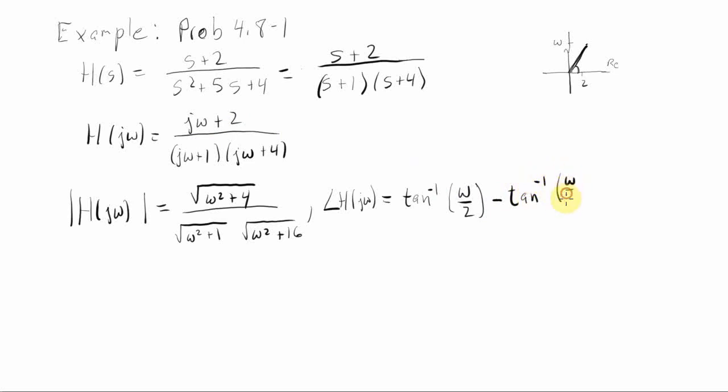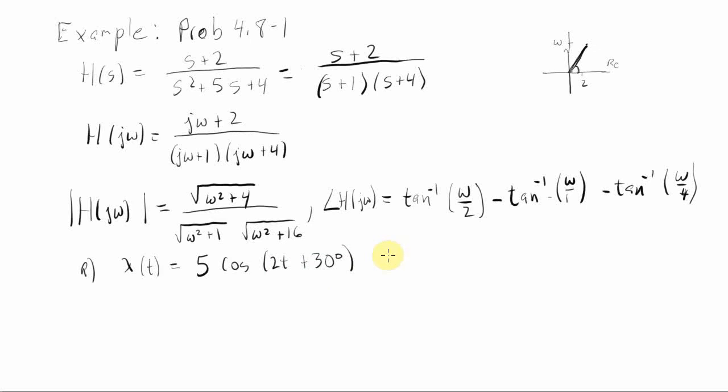the inverse tangent of omega over 1, or just omega, and then finally the inverse tangent of omega over 4. Again, this is a fairly complex function, but easy to evaluate on a calculator at any particular value of omega. I could graph it fairly simply using Octave or MATLAB. In part A of this problem, which is the only part we'll do, we're asked to find the response to this particular input, 5 cosine of 2t plus 30 degrees.